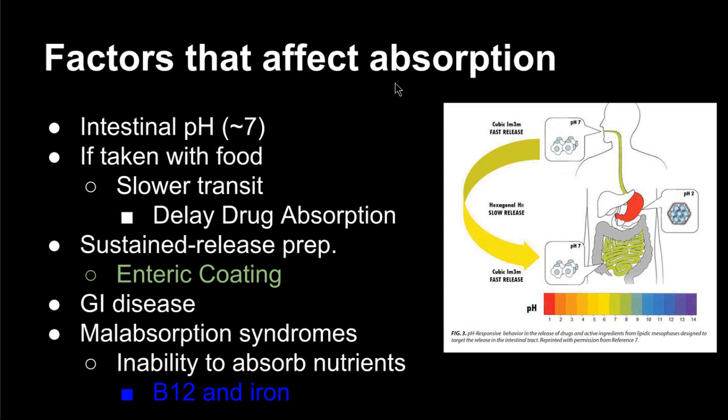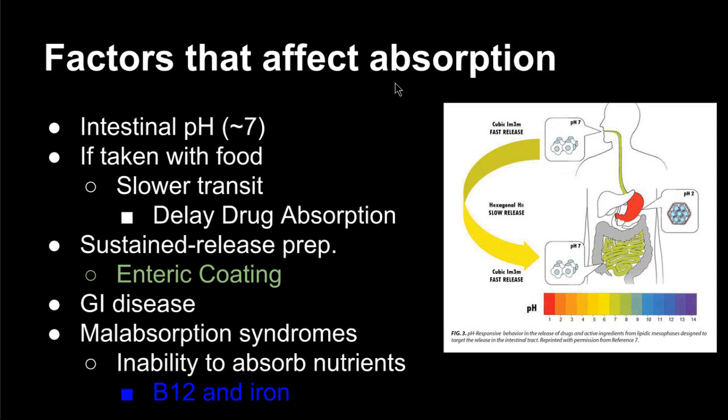So if your intestinal pH shifts, that will affect the absorption, right? Because you might break down more of the drug. If you take the drug with food, that will slow the transit and delay the drug absorption. There's also some drugs that are sustained release preparation drugs, which have a coating around the drug called the enteric coating, which essentially prevents the drug from being broken down by acid, and therefore allows a higher dose of the drug to make its way to systemic circulation or to your tissues.